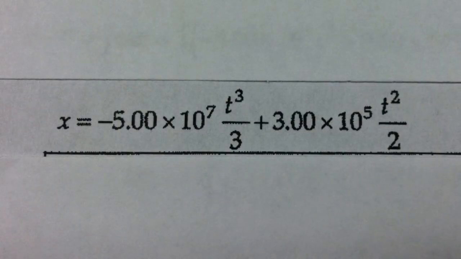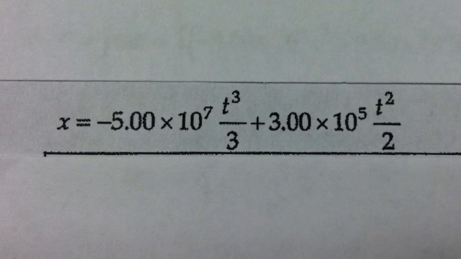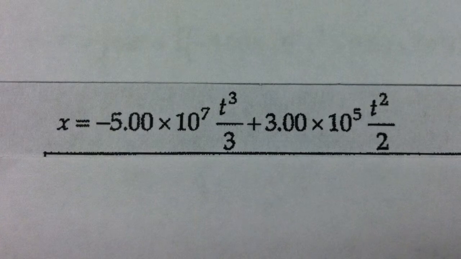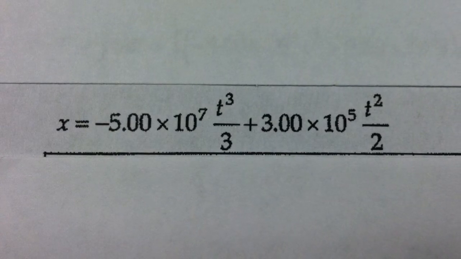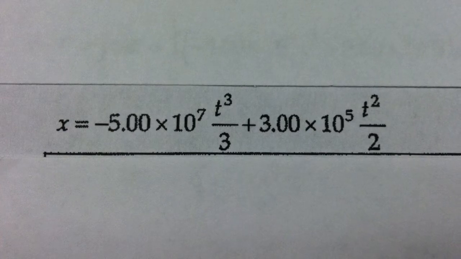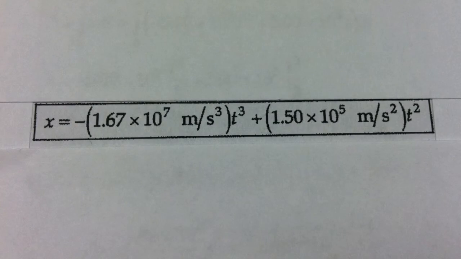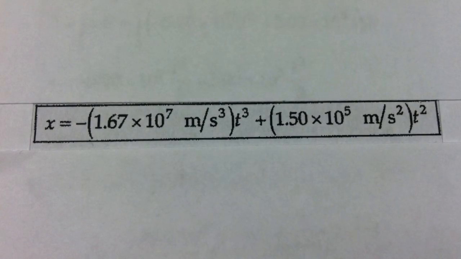Once you solve for x, you should get x equals negative 5.00 times 10 to the 7th times time cubed divided by 3, plus 3.00 times 10 to the 5th times time squared divided by 2. When you simplify your equation further, it should look just like this.